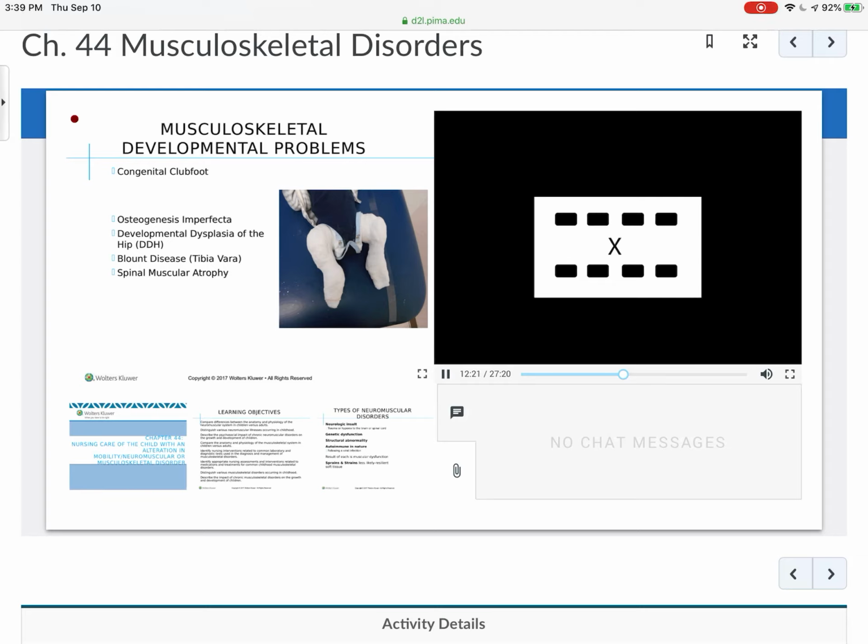Also what we think about with clubfoot is even after the surgeries and serial casting, they will also use ankle foot orthotics or corrective shoes for several years to keep those in place.